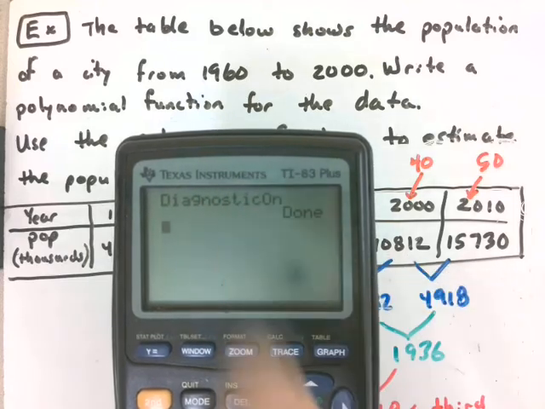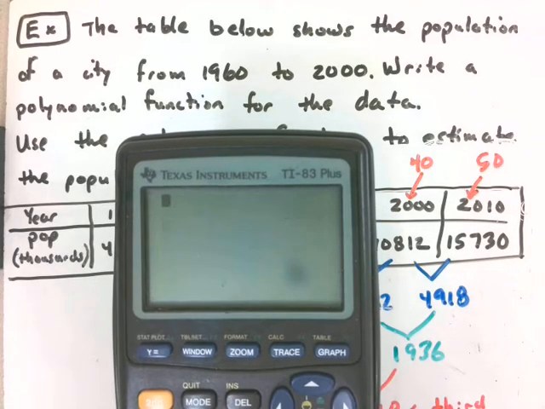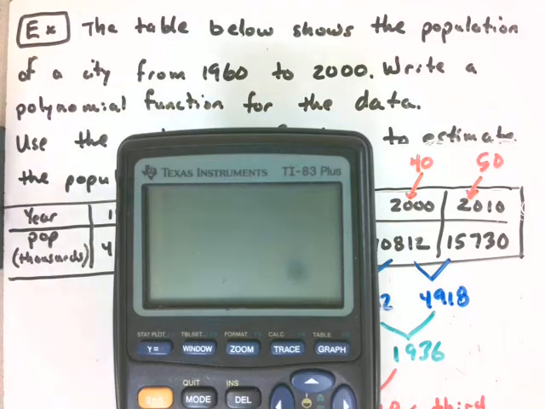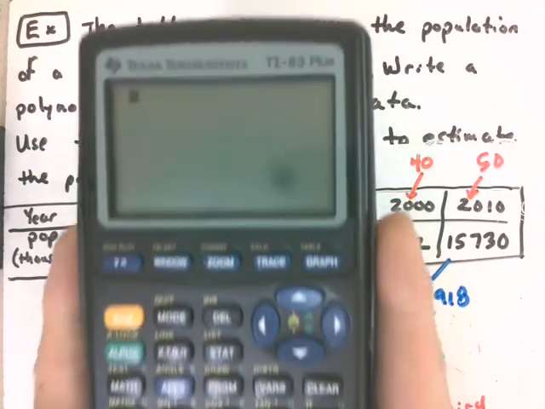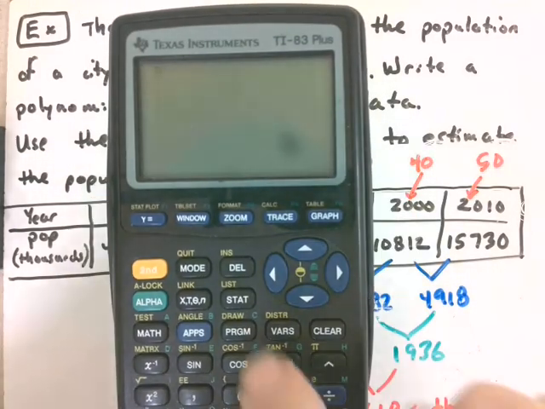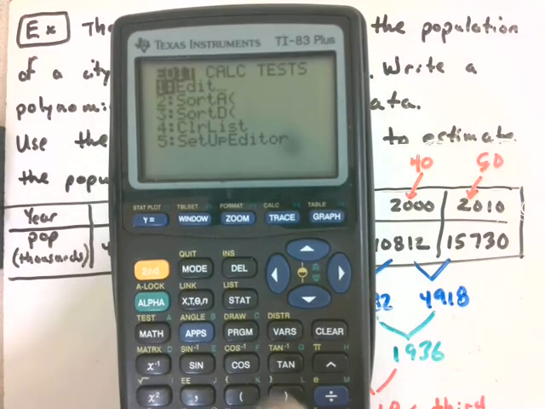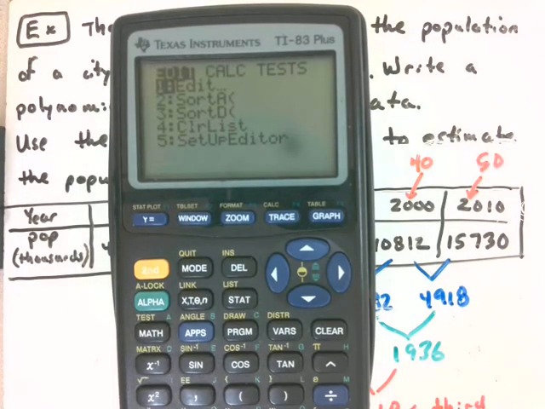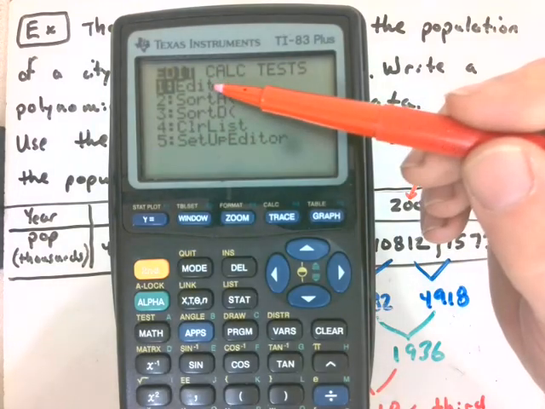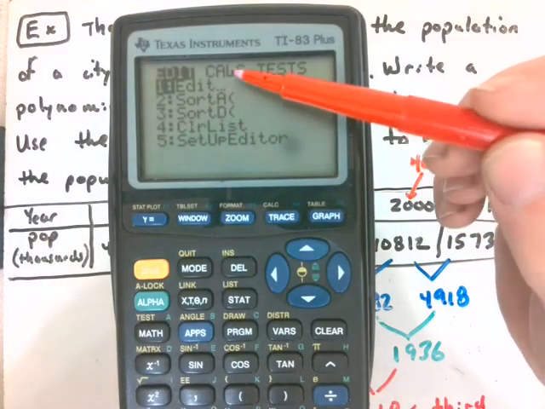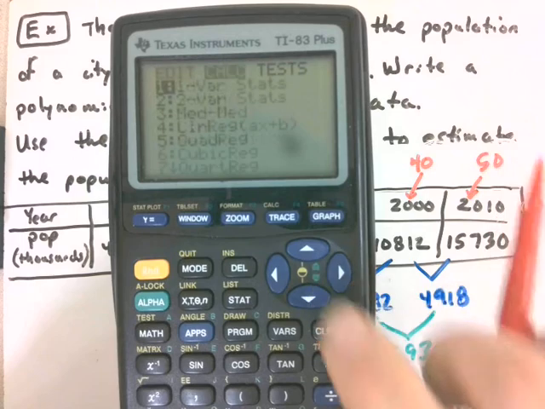I'll hit clear just to get that diagnostics on off the screen. And then here's all we need to do to finish this problem up. I want to go back into stat, which is here in the middle. But instead of going in and hitting enter now and going into edit again, which is where the tables are, I'm going to go over to calc by using the arrow button.